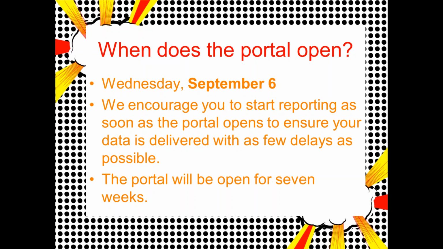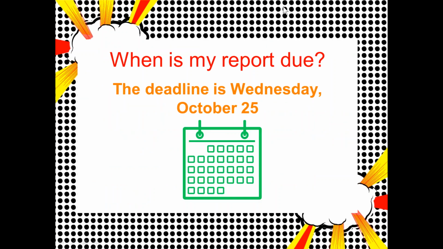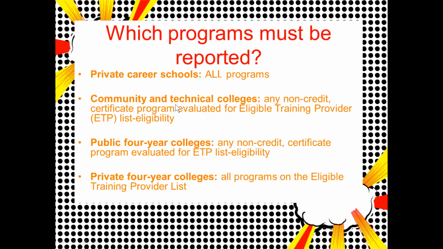The data reporting portal will be open for 7 weeks, which I guess now it's only going to be open for 6 more weeks. Okay, when is your report due? So your report is due on Wednesday, October 25th. Please make sure that you get your data in by that time. If you are a private career school, you really do need to get your data in. We could possibly withhold you being able to renew your school license if you don't get your report in. So make sure that you are getting your report in on time, please.